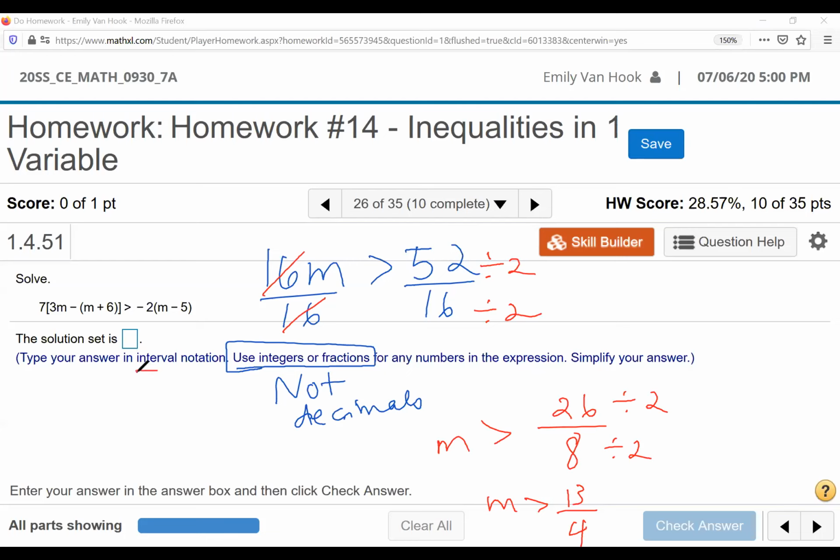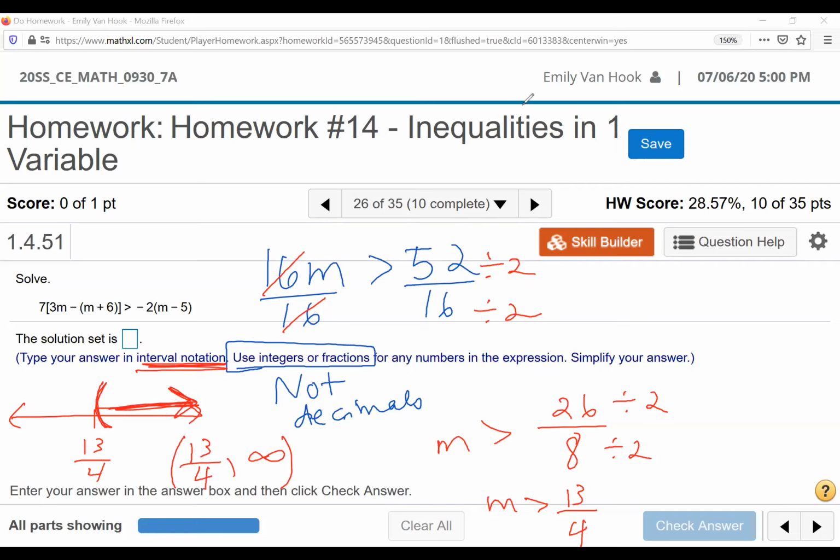Okay. Now when we type our answer, our directions are asking us to do it in interval notation. So if m is greater than 13/4, here's what my number line would look like. Here's 13/4. The arrow would be going to the right because it's greater than. We would not be including the 13/4. So you'd have parentheses, 13/4. Since we're going to the right, we're going to infinity. So parentheses, 13/4, comma, infinity, and then close parentheses. Okay, that's what interval notation would look like.